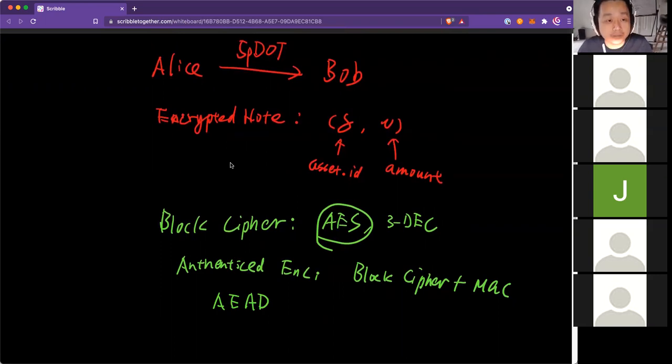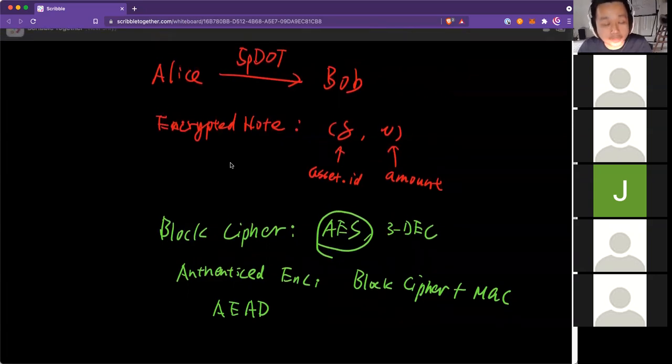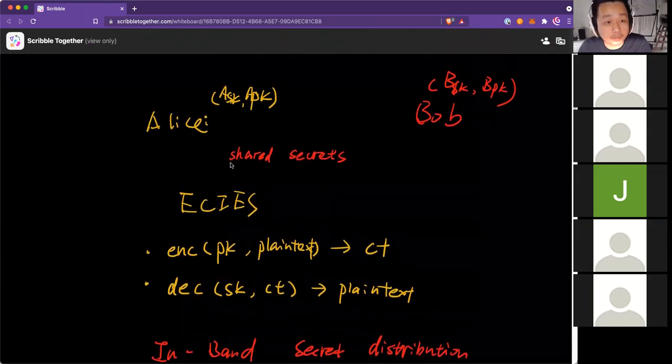Then the idea here is that we want to build ECIES, which is an asymmetric encryption scheme. So we are using symmetric encryption, and more specifically the authenticated encryption scheme, as a building block. Again, this comes with the idea of key exchange.